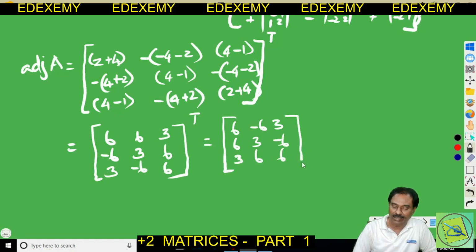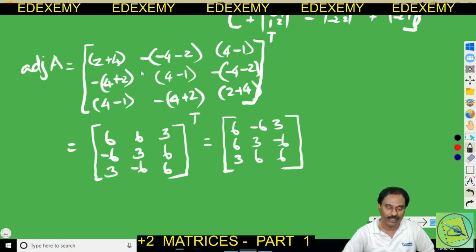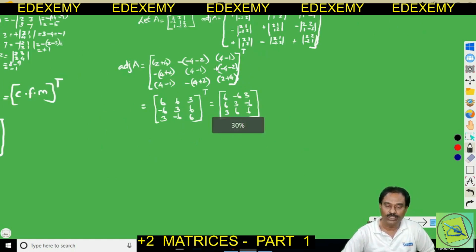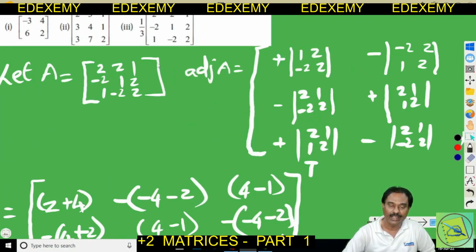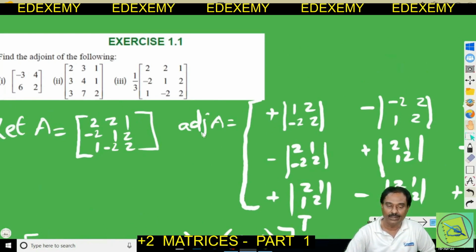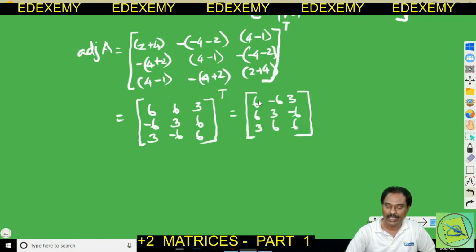Now the problem is not yet over. What is the problem? We have to find the adjoint of 1 by 3 into this. We have taken A as this, so 1 by 3 into A, 1 by 3A. We have to find the adjoint of 1 by 3A. So now we will calculate the adjoint of 1 by 3A.